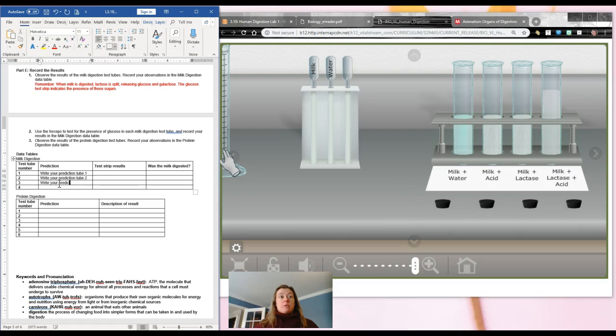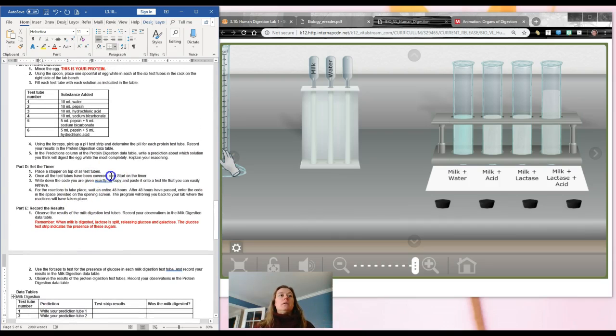I don't need to write this prediction for you. You guys need to be able to do this without me. I'm just showing you what to do and where to do it. All right, and then the last one is not just milk and acid, but it's milk and lactase and acid, right? So that's probably going to be significant, right? Write your prediction for tube 4. Okay, so we've done that part.